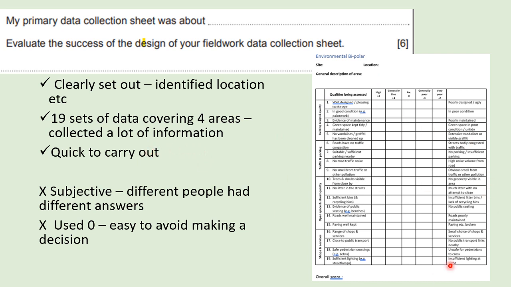You guys were doing this in like 2 minutes, but there are some problems with it because remember, it's an evaluate question. I've got to say the negatives. It is subjective. Different people had different answers, even though you were all looking at the same place. And we use 0, which I personally don't think is a problem, but you could say means that you can actually give 0 and avoid having to make a decision. So you can basically give the researcher an opt-out without having to say positive or negative. So that's the sort of way you'd answer that question.